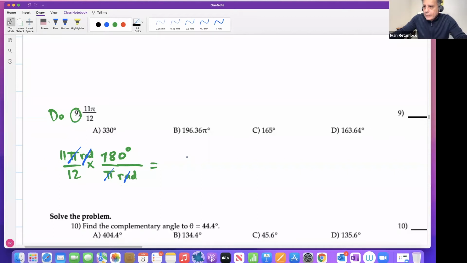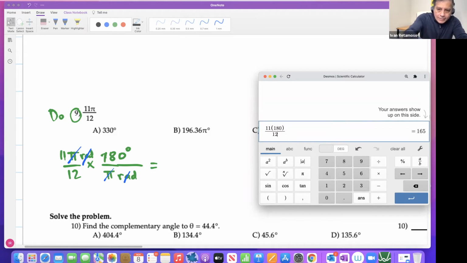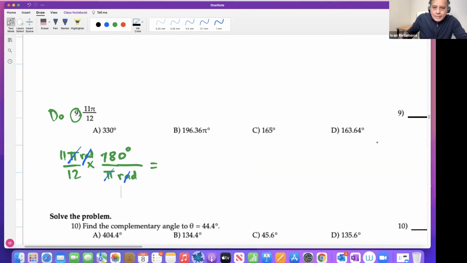Okay, so let's do it together so we can move on. You take your calculator and just do this: 11 times 180 and divided by 12. Divided by 12, we get 165. 165 degrees, which is there.